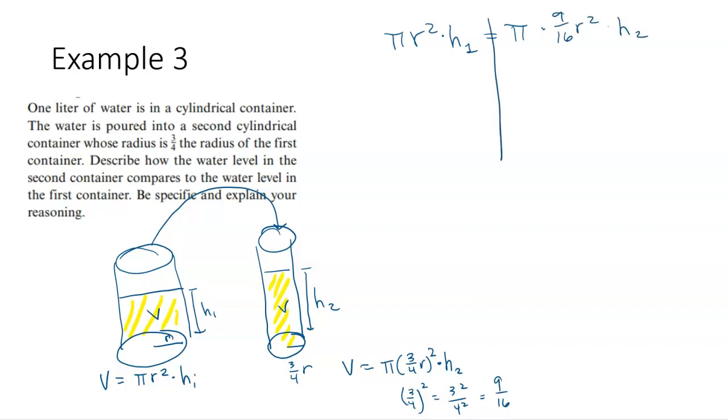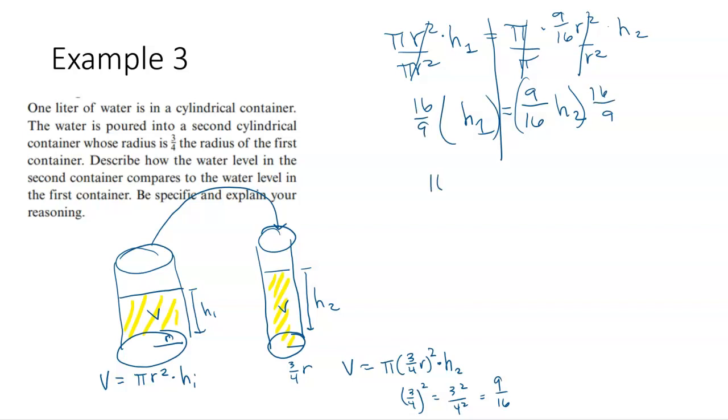So now I'm just going to kind of clean this up. I've got a pi. I can divide both sides by pi r squared, so those are going to go away. So I've got h1 is equal to 9/16 h2. Now they want to know how the height of the second one compares to the first one. So another way would be to multiply both sides by 16/9 to kind of see how they compare this way.